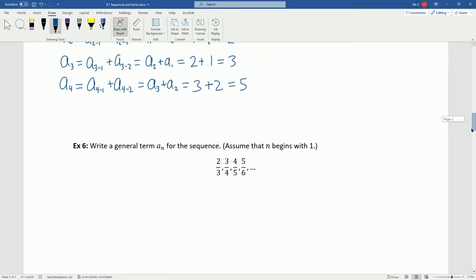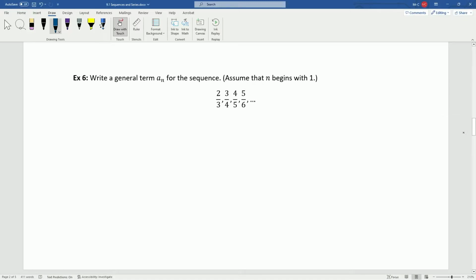Okay, so now let's go ahead and take a look at the general term a sub n for the sequence. So we're given a sequence, and we're assuming that n begins with 1, and we're asked to find a general term for the sequence. Now, this can seem pretty tricky, how to pull a formula out of your hat, but it's really just pattern recognition, and there's some things we can do to sort of make it easier. And it basically comes down to thinking about basic arithmetic.